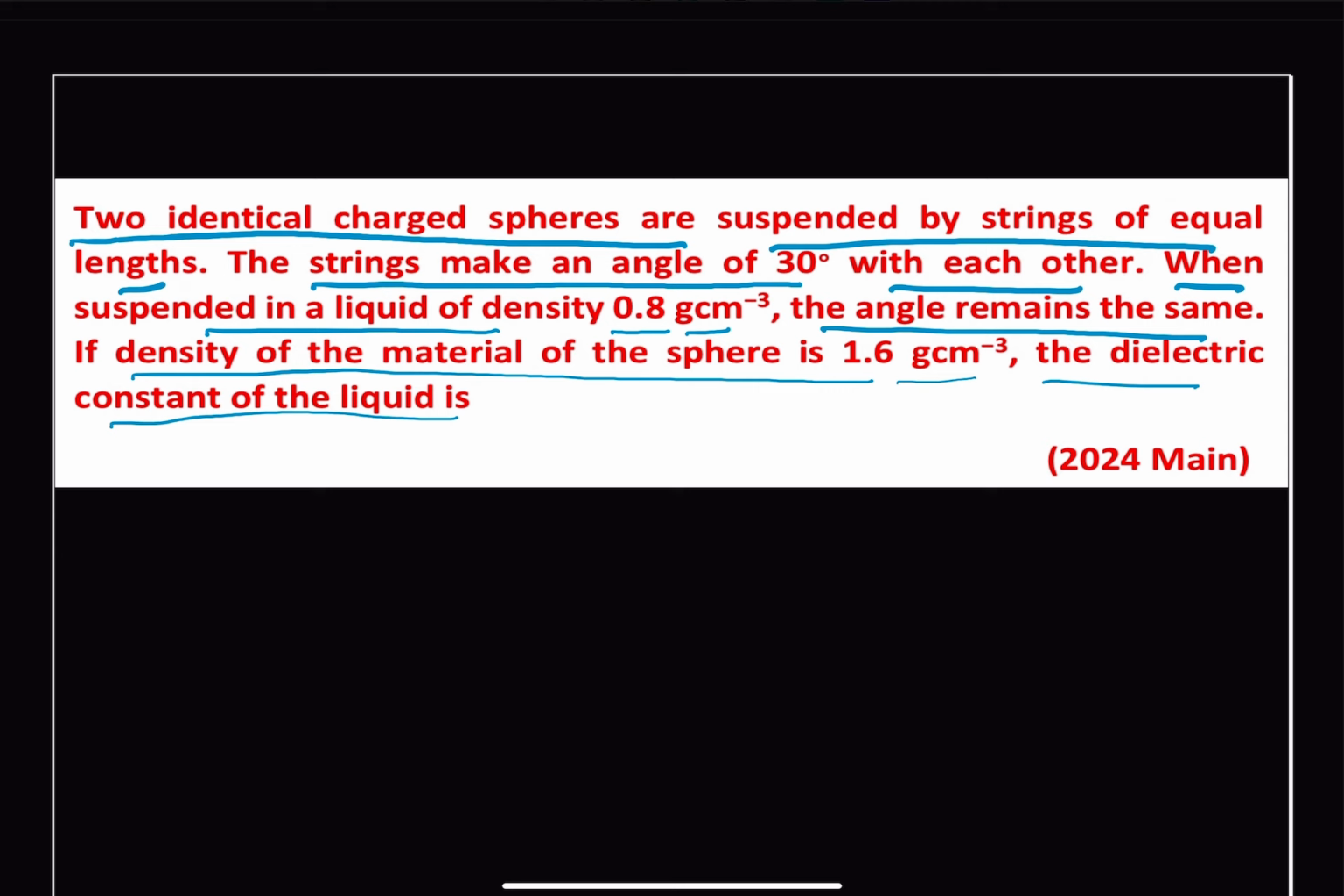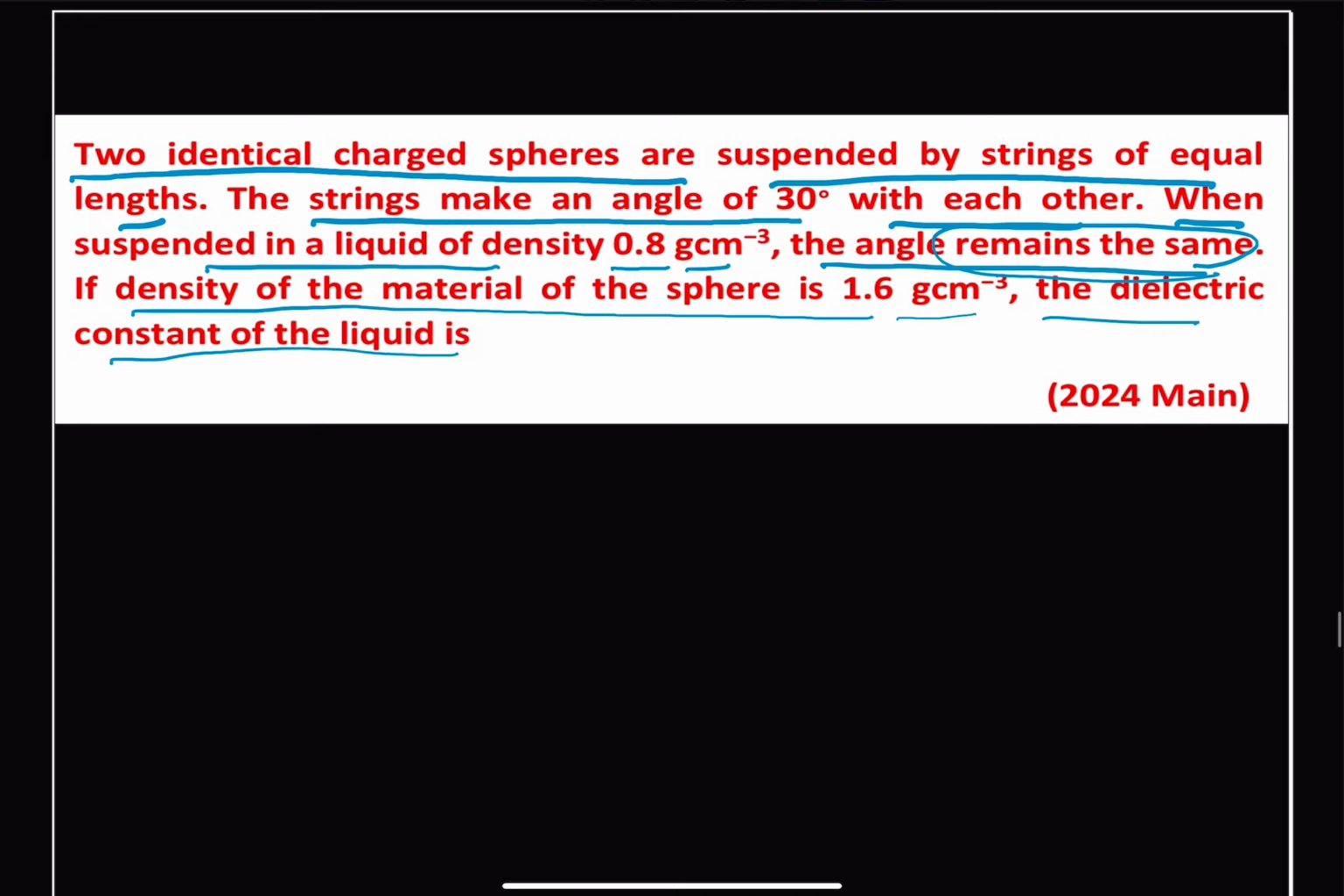One is without the liquid and the other one is with the liquid. And the condition is that the angle should be the same. Because they are identical charges, there will be a force of repulsion. So we can just draw an approximate figure for that. And suppose this is our mean position, and because of the force of repulsion, let us suppose the charges are somewhere here.